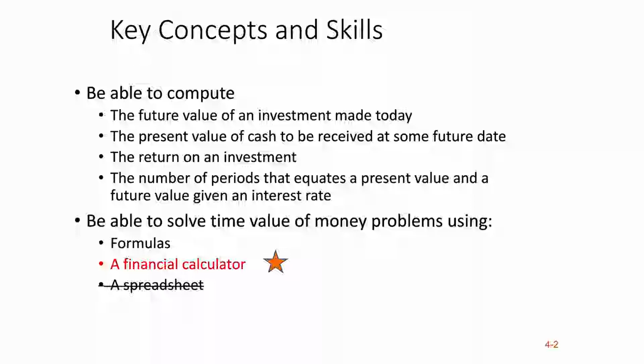We're going to deal with basically four concepts today. The first one is the future value. It is the future value of an investment if you made it today: what it's worth a year or 2 years from now. The second one is the present value. It is the value of a cash flow to be received a year from now: what is it worth today? The third one is the rate of return of the investment, or sometimes we call it the interest rate. The fourth one is the number of periods.